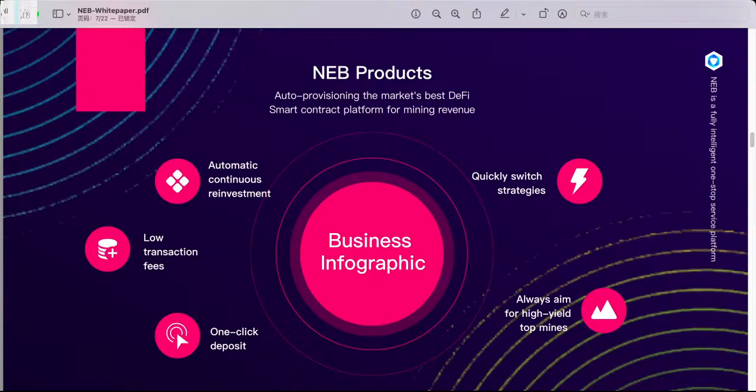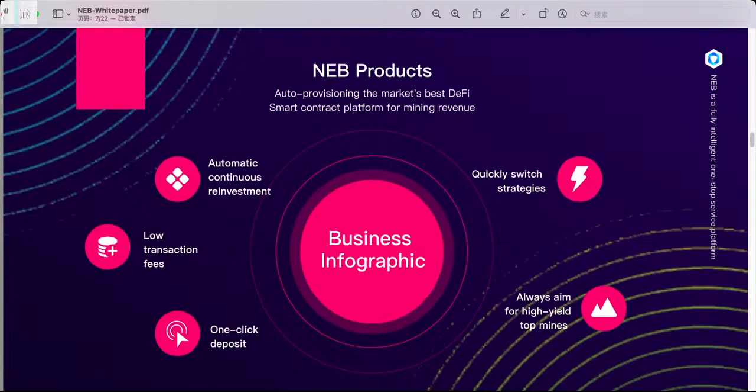And we can see the business information graphics of the NEB products. The first one is automatic continuous reinvestment. As I said before, when you provide liquidity in the staking pool, your forward yield is automatically reinvested into the staking pool. It also has low transaction fees. When you execute your transactions, you just spend a few gas fees.